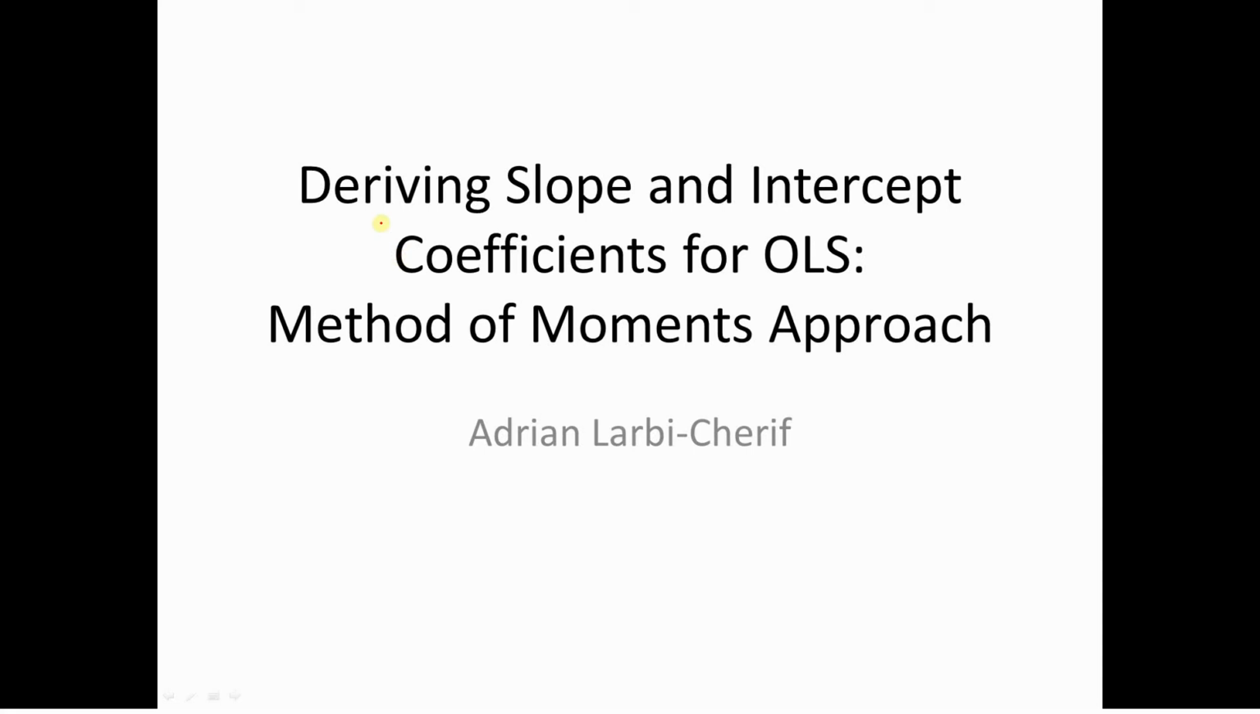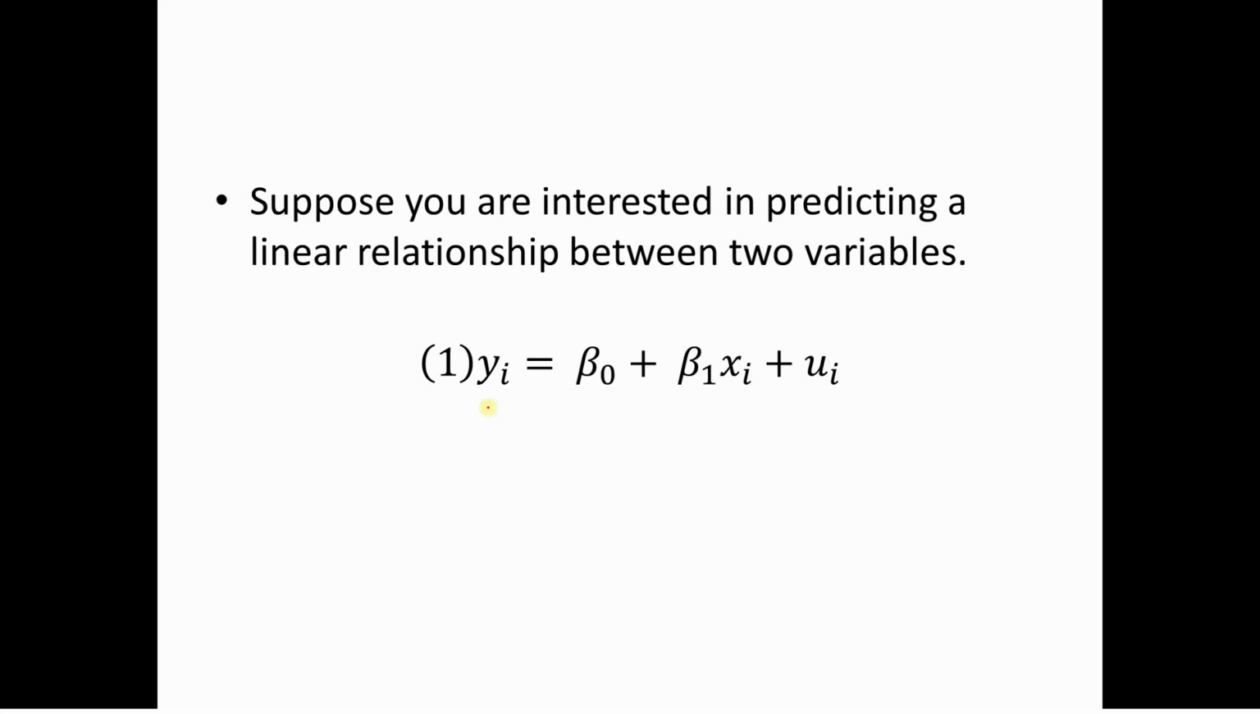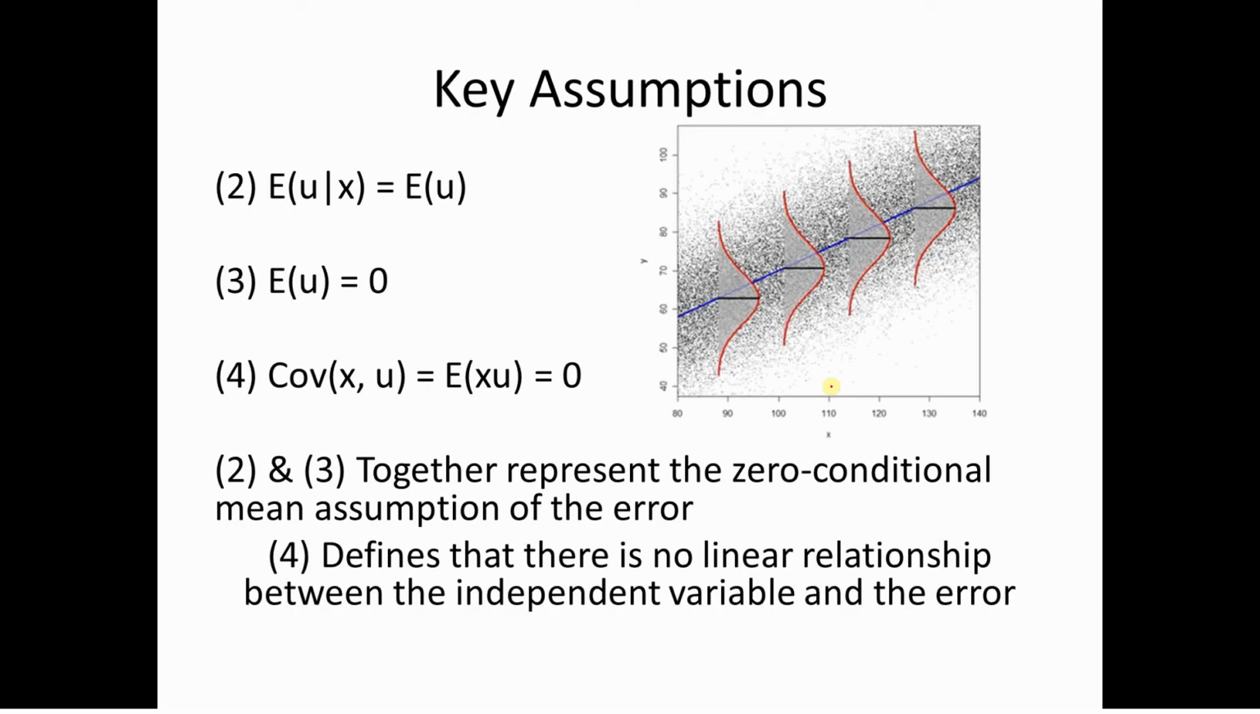Okay, so today what we're going to be doing is deriving the slope and the intercept coefficients for ordinary least squares using the method of moments approach. Suppose you're interested in estimating a linear relationship between our output y_i and our input variable x_i. There's also an error term here, which represents the difference between our predicted value of y and the actual observed value of y_i. So we have two unknowns here, beta naught and beta 1, and we're going to find the OLS values of those coefficients.